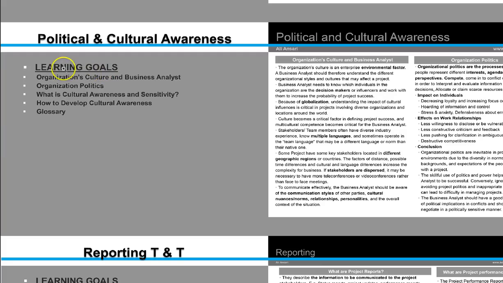And so that's what we are going to look at over here: organizational culture and the business analyst. Organization politics. There are always going to be some kind of politics at an organization. So how do we work with these organization politics to make it easier and better? Then what is cultural awareness and sensitivity? How to develop cultural awareness. So this is all we need to know as BAs so that we make sure that everyone in the team is culturally aware and everyone is following the organization's policies and procedures regarding cultural awareness.